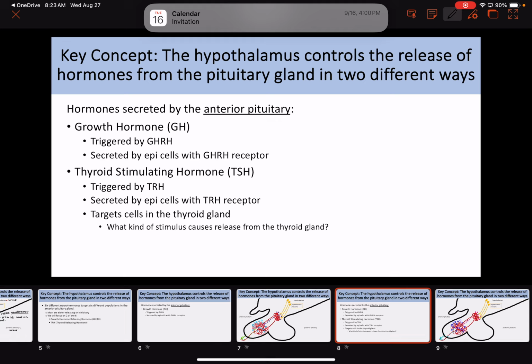So what kind of stimulus causes release from the thyroid gland? We already talked about this. This will be the hormonal stimulus. It's a hormone telling another hormone to be released. So it's a hormonal stimulus.